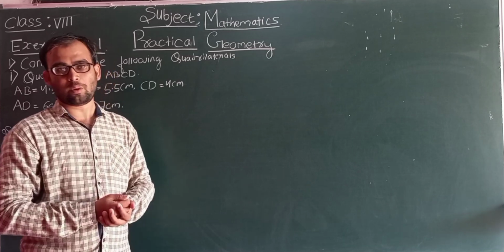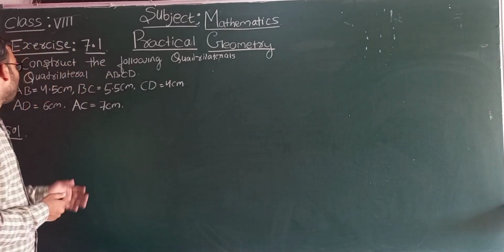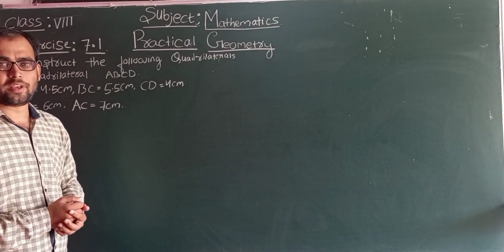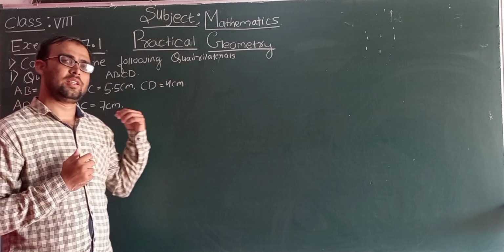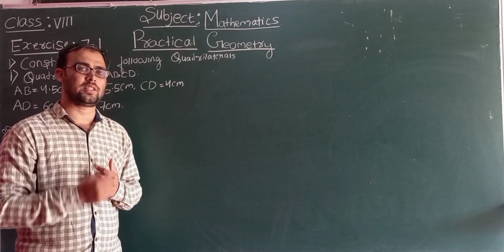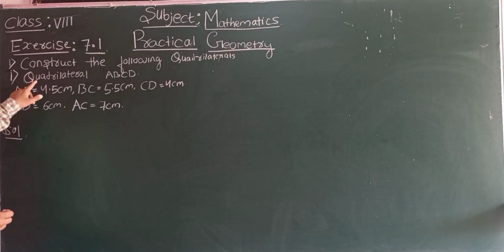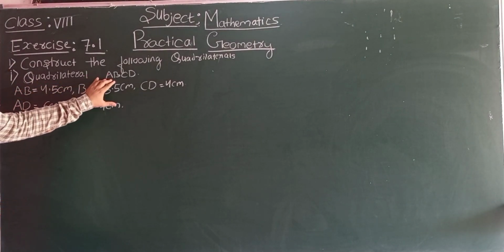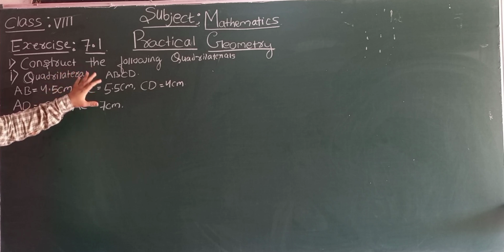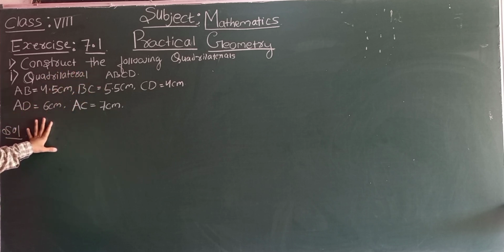Students, now let's solve the problems from first main. Here they have given: construct the following quadrilaterals. Students, here in this first main, we need to construct the given quadrilaterals. They have given quadrilateral ABCD. So here we have to take the quadrilateral as ABCD. They have given some dimensions of the quadrilateral.